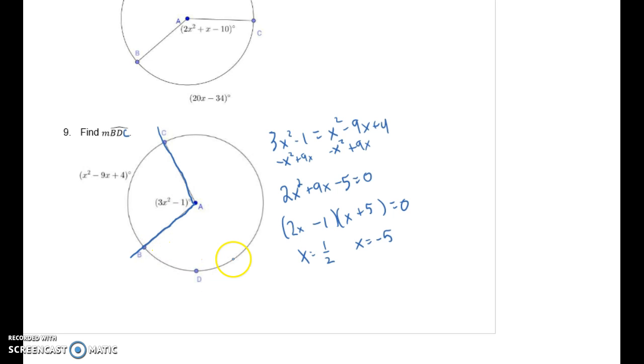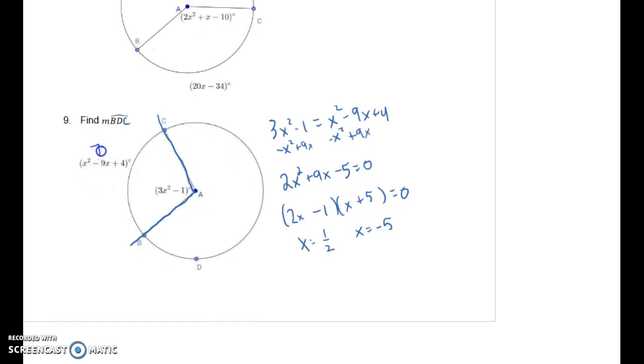If I want to find arc BDC, that's my major arc. So I can just find the minor arc and then subtract. Plugging in negative 5, I've got 25 plus 45 is 70. And so that gives me 74 degrees. And so the major arc is 360 minus that, which is... little brain cramp there, 286 degrees for the major arc. So that's the first concept.